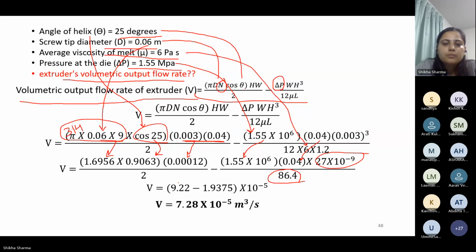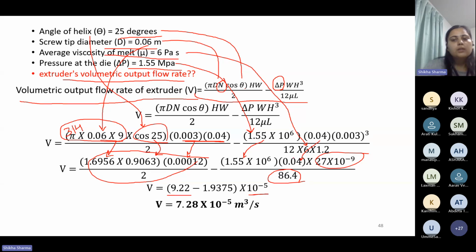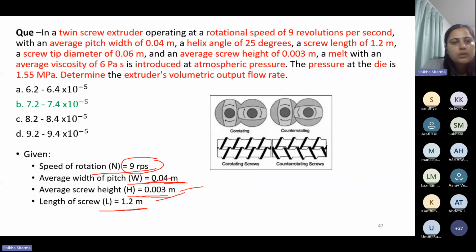which is 86.4. So V is equal to, this whole can be solved and the value will come as 9.22 into 10 to the power minus 5, minus this whole, which when we solve will give 1.9375 into 10 to the power minus 5. So when we subtract this, we get V equal to 7.28 into 10 to the power minus 5 meter cube per second, which is our option B.